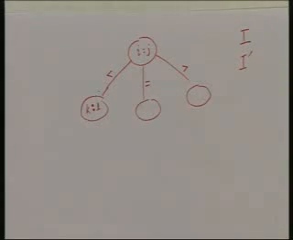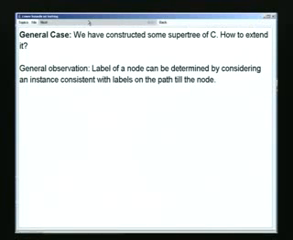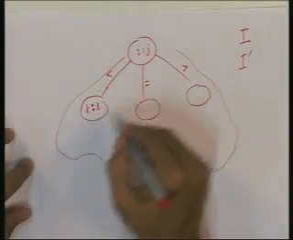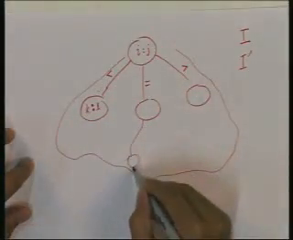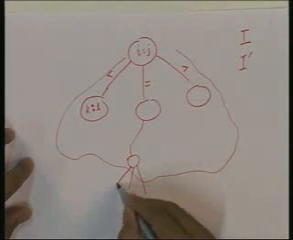Now we can generalize this. So the general pattern is we have constructed some super tree of C. How do we extend it? Okay. So we have constructed something like this, and so in general we might have constructed some path, and then we want to extend this path outwards. How do we do that?